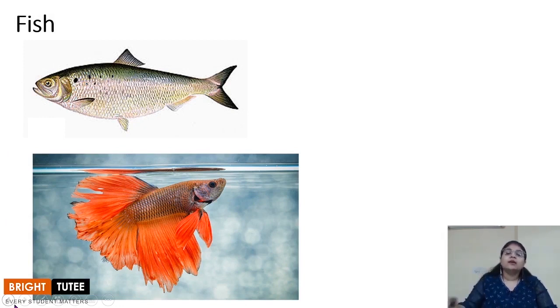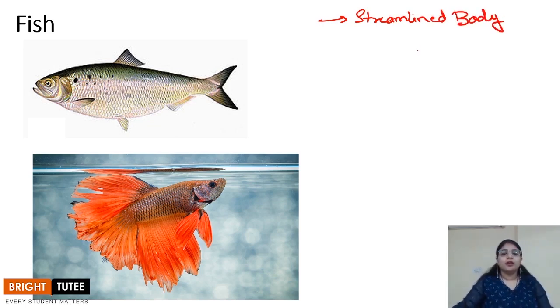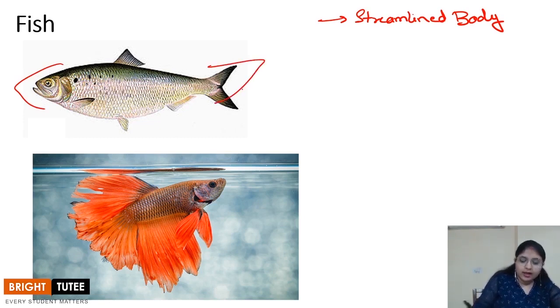So what are the features, the characters present in the fish which help in survival? First of all, the body of a fish is streamlined. So what is the streamlined body? That means this body is narrow on the ends and it is wider in the middle. Over here you can see it is narrow in the ends and wider in the middle part.